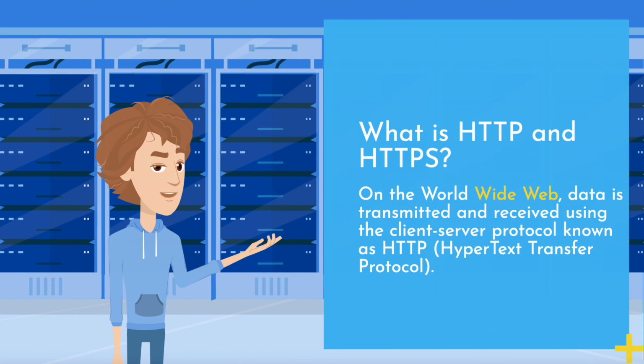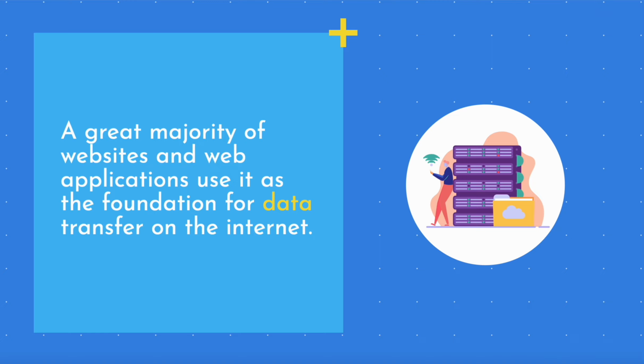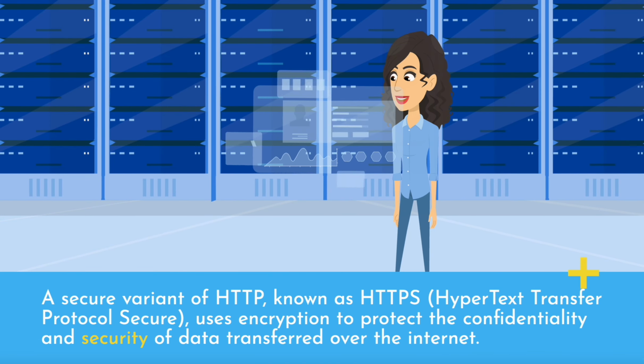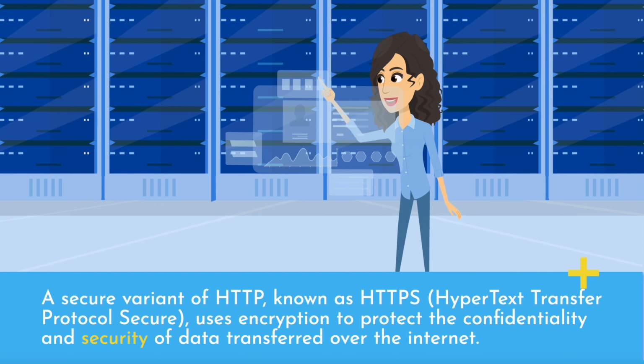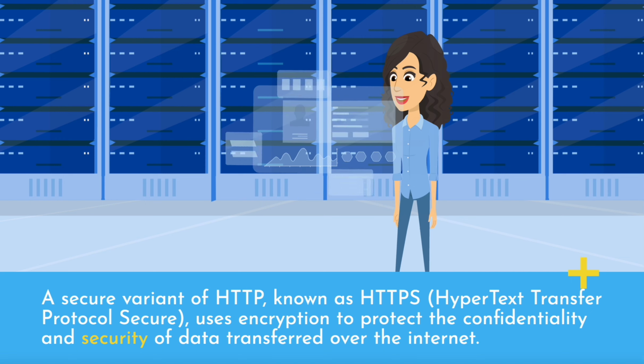What is HTTP and HTTPS? On the World Wide Web, data is transmitted and received using the client-server protocol known as HTTP, Hypertext Transfer Protocol. A great majority of websites and web applications use it as the foundation for data transfer on the Internet. A secure variant of HTTP, known as HTTPS, Hypertext Transfer Protocol Secure, uses encryption to protect the confidentiality and security of data transferred over the Internet.